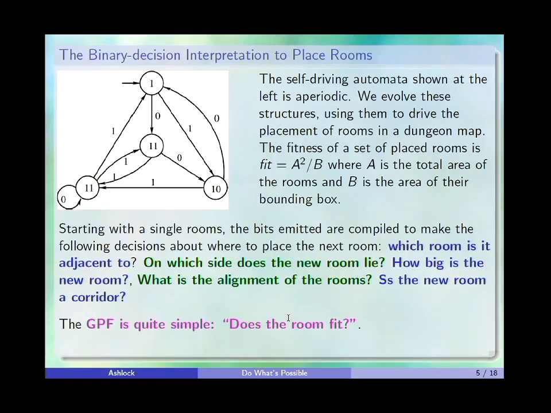Which room am I going to try to put a room next to? On what side? How big is the new room? What is the alignment of the room? You can slide it up and down once you know where it goes. And is the new room a corridor?